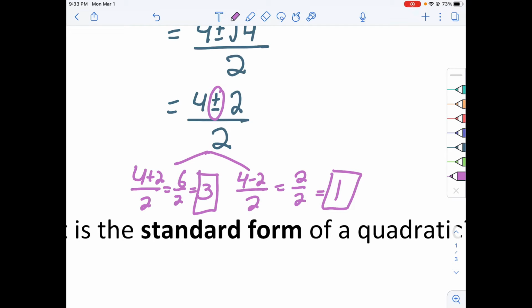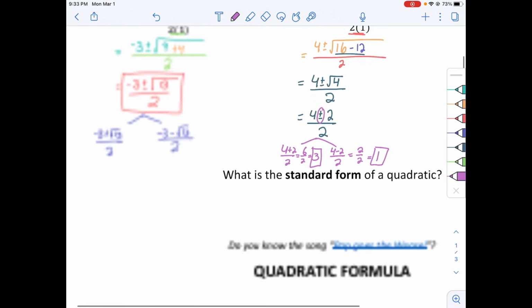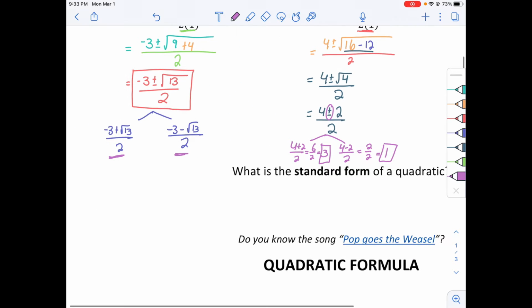So when you simplify this, you get two numbers. Just like in the last one, we also got two numbers. They're just decimals. All right.